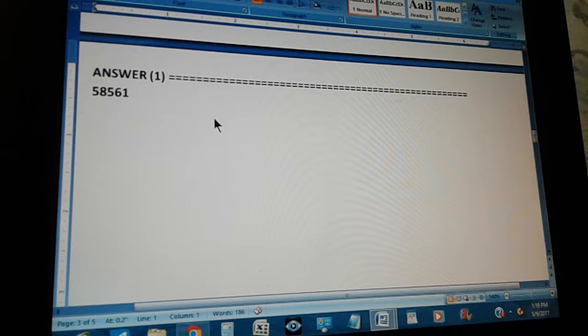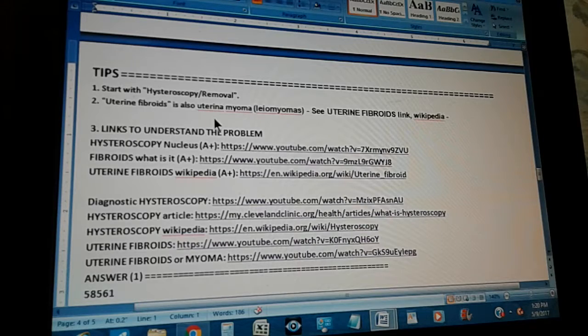If you didn't get it, let's give you some tips. Tip number 1. Start with hysteroscopy removal. Go to the H for hysteroscopy in the index, and then the subdivision removal, because you're going to remove the fibroids. And the second tip: uterine fibroids is also uterine myoma. Myoma is also known as leiomyoma, so leiomyomata, right?